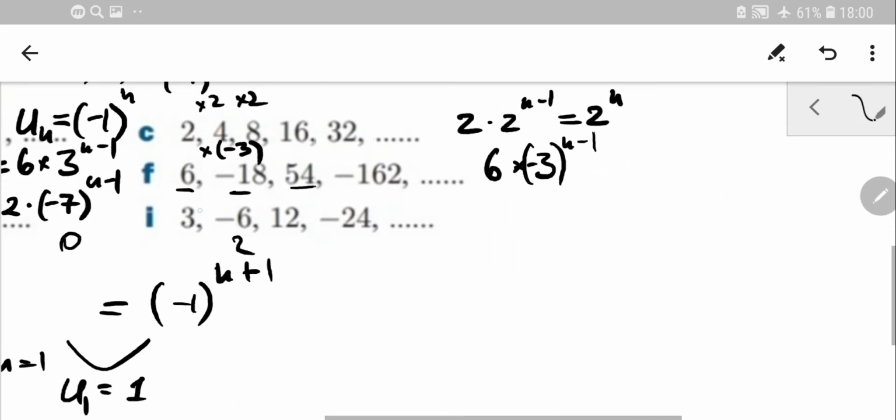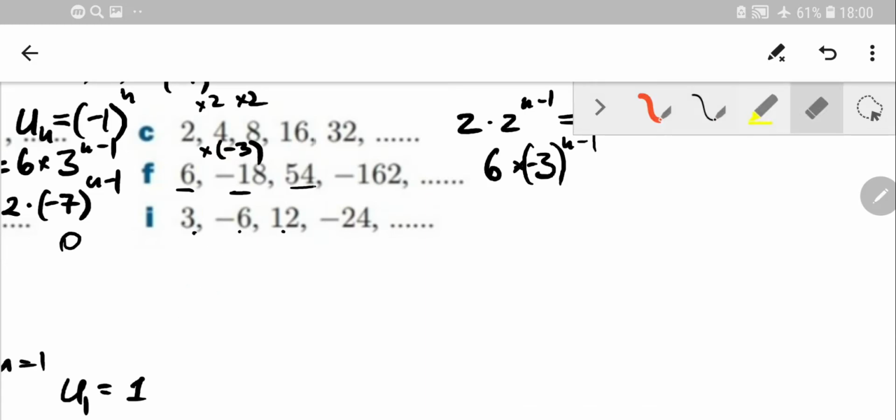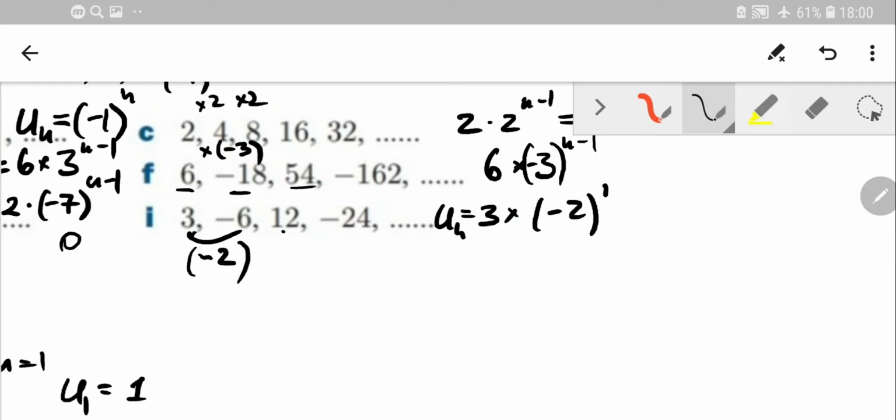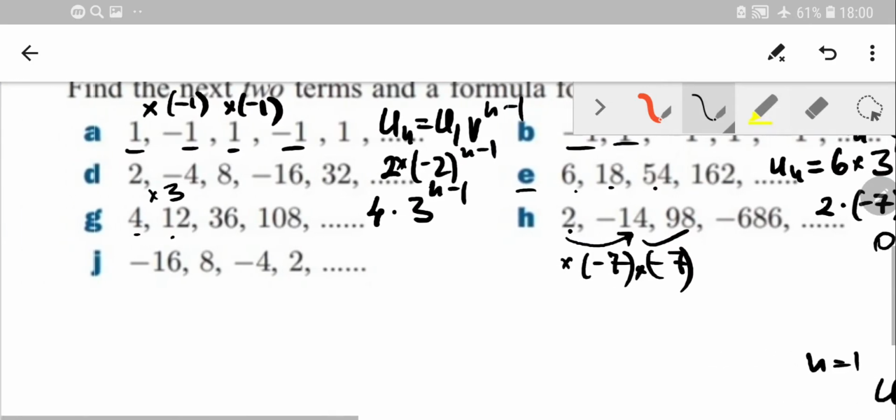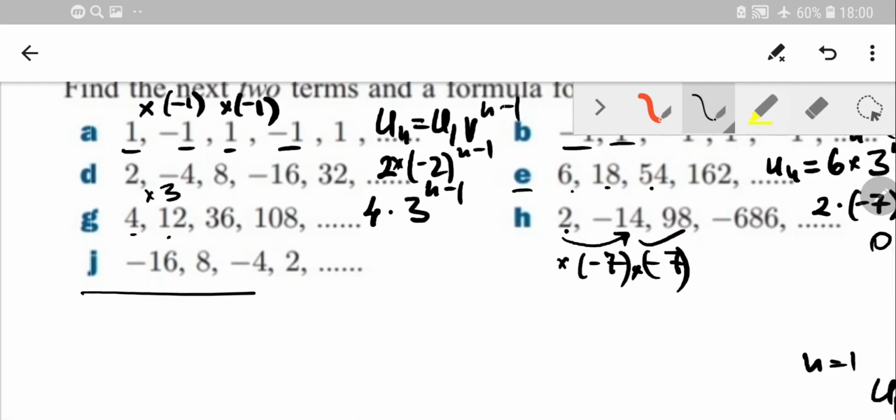Okay, and the next one: 3, -6, 12. This is multiplied by negative 2. Yes, this is the case. So we multiply by negative 2, and that's why the nth term is 3 times negative 2 to the power n minus 1. All right, so that's I. Do we have anything else? Yes, we have one last one, J.